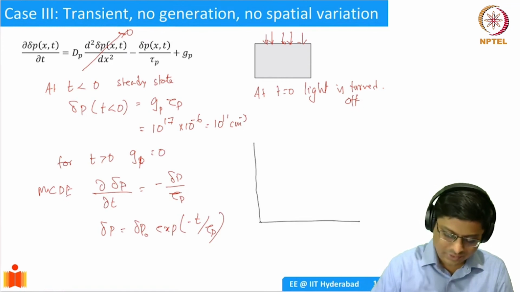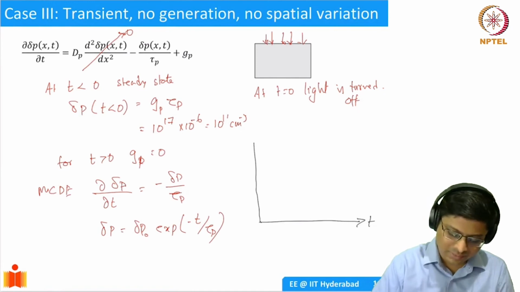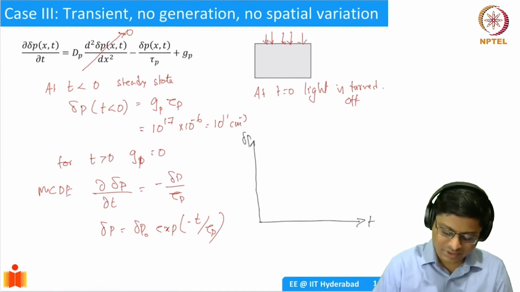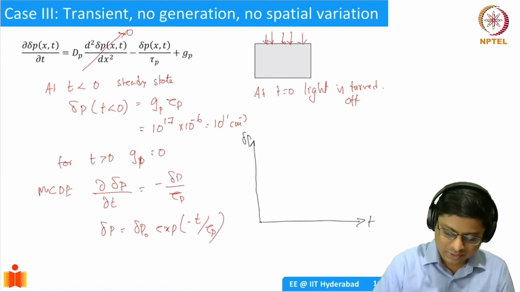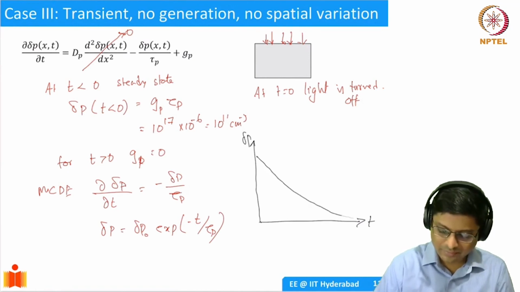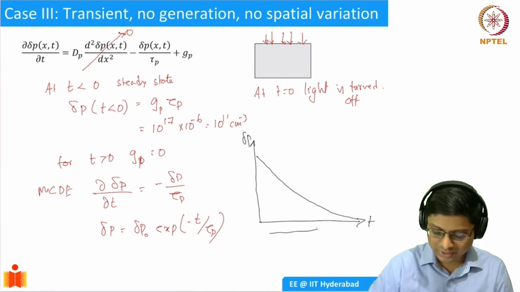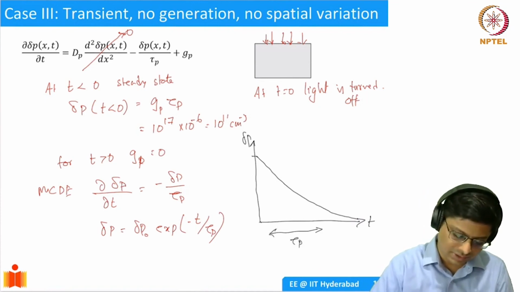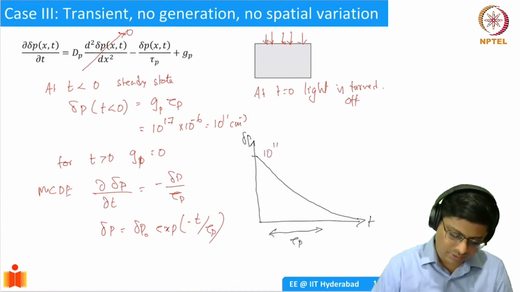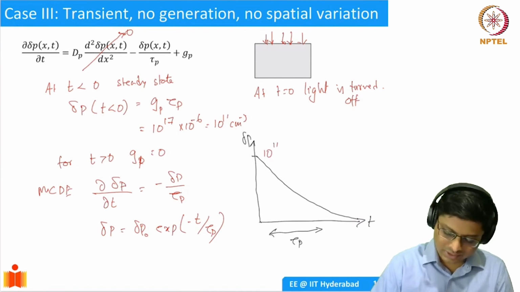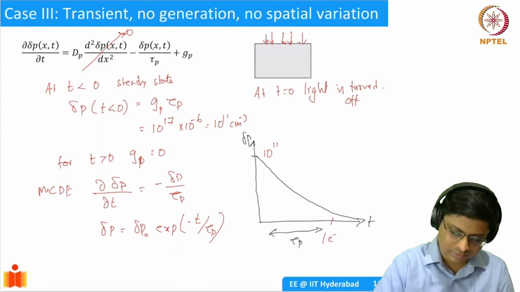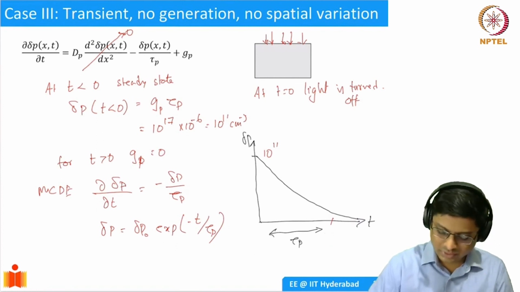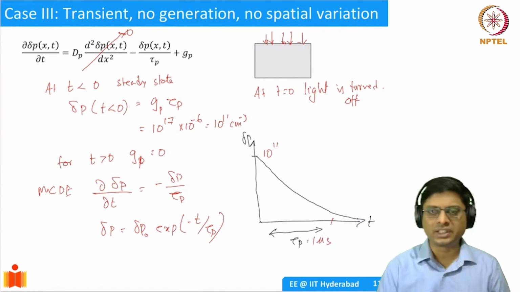So I have this as a function of time, and the y-axis is delta p. You're going to have an exponential decay, and that's what we have shown earlier. Actually, this one already has tau p. Okay, so this is in our case, for example, 10 power 11. This is some time. We got 1 microsecond or something, right? Tau p equal to 1 microsecond. Anyway, you'll see what happens.